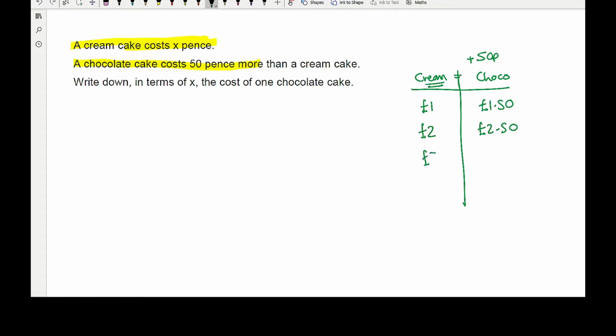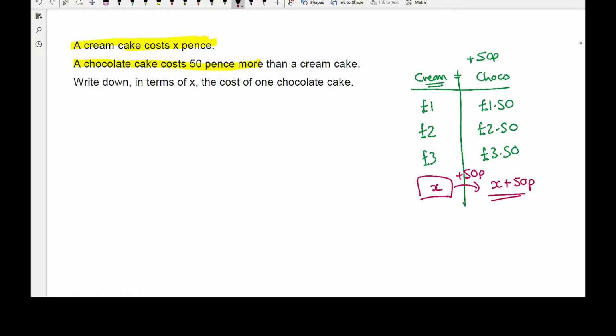If this was £3, then this would be £3.50. So what you're actually doing, whatever this number is, all I'm doing is adding 50 pence, and it will give me the cost of a chocolate cake. So if this is going to be X, then this here would be X plus 50 pence.